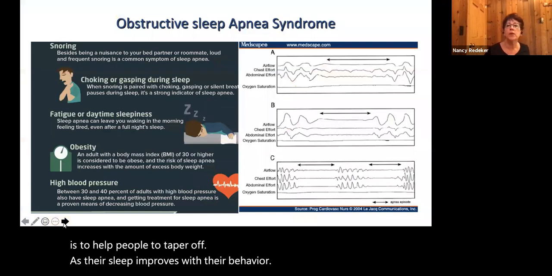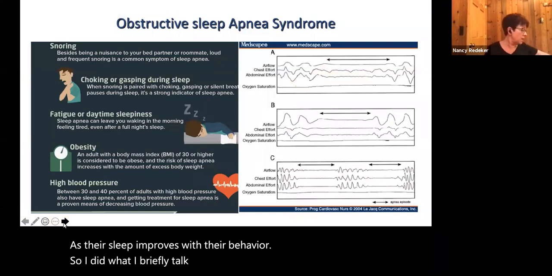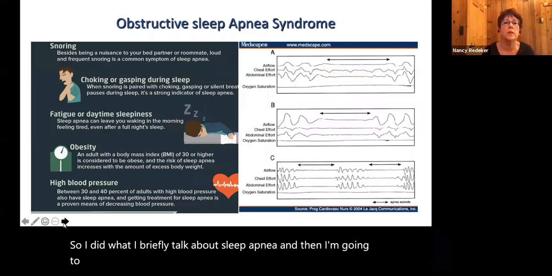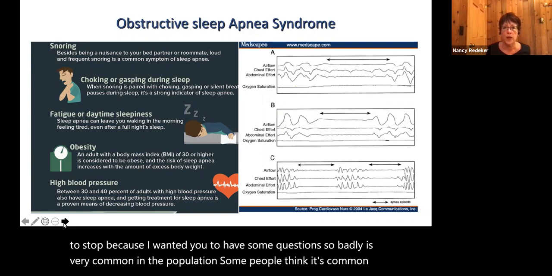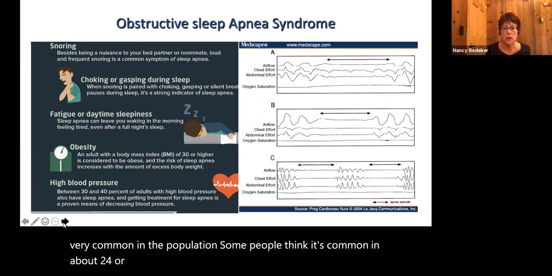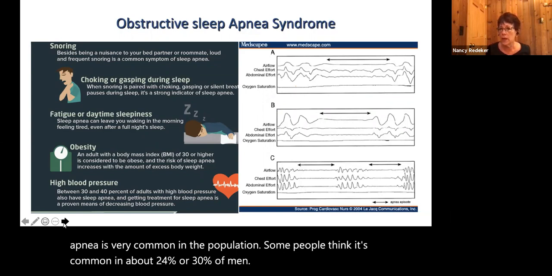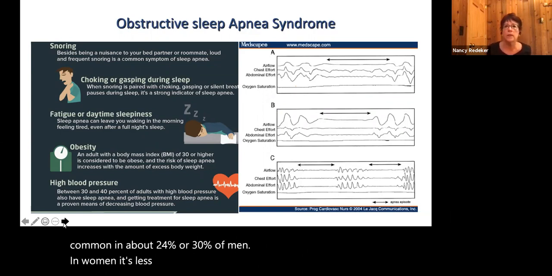So I did want to briefly talk about sleep apnea, and then I'm going to stop because I wanted you to have some questions. Sleep apnea is very common in the population. Some people think it's common in about 24% or 30% of men. In women, it's less common until menopause, and then the rate increases.